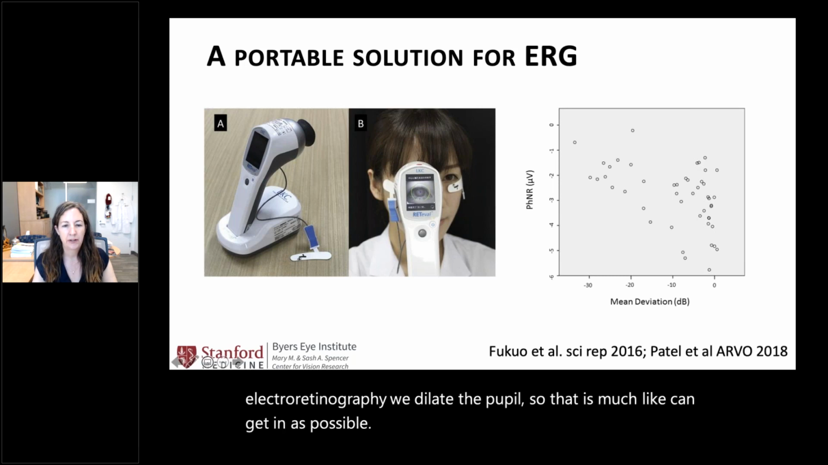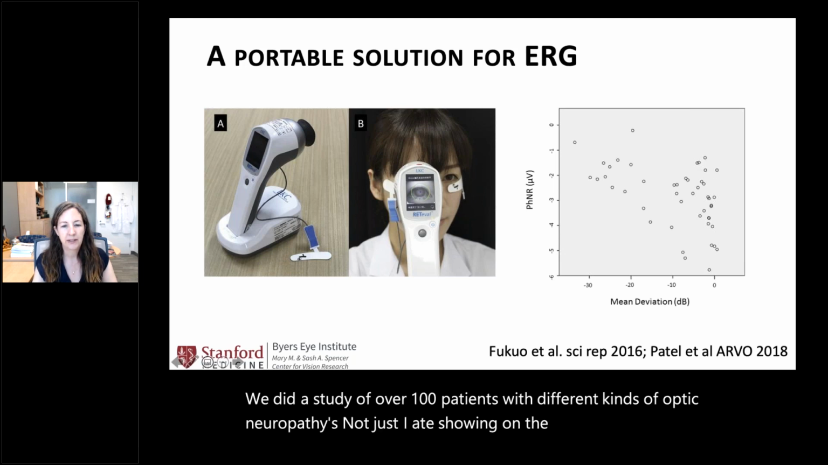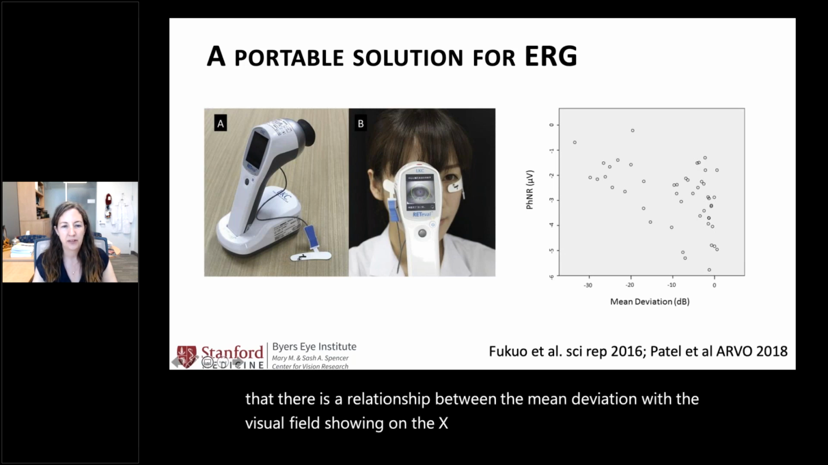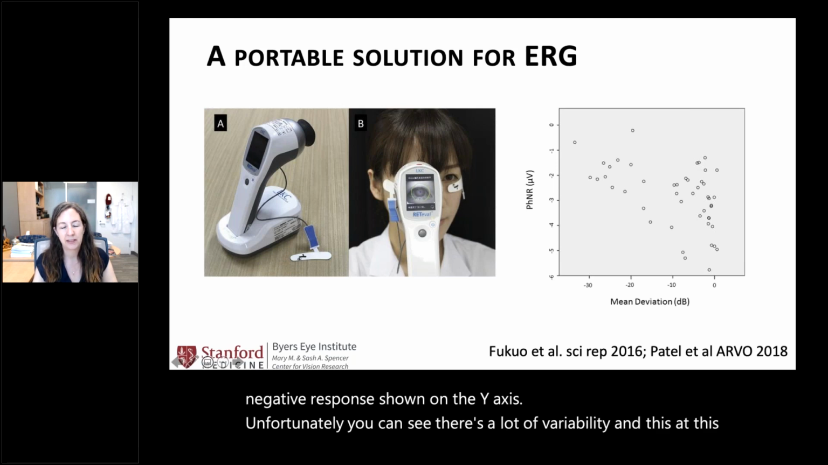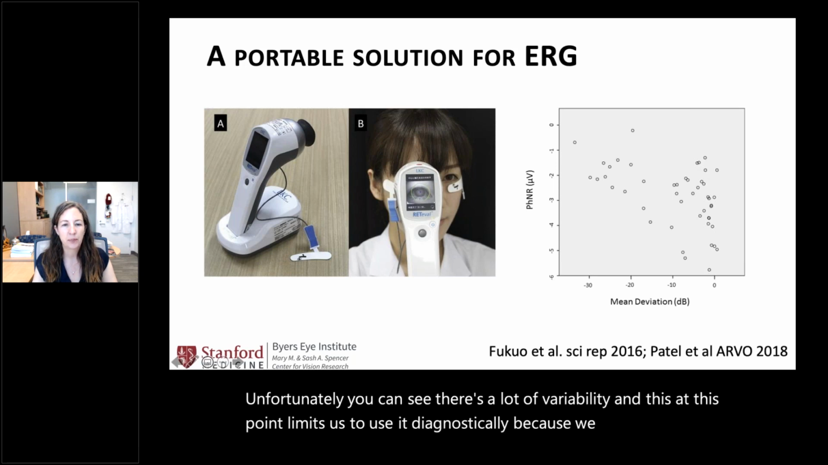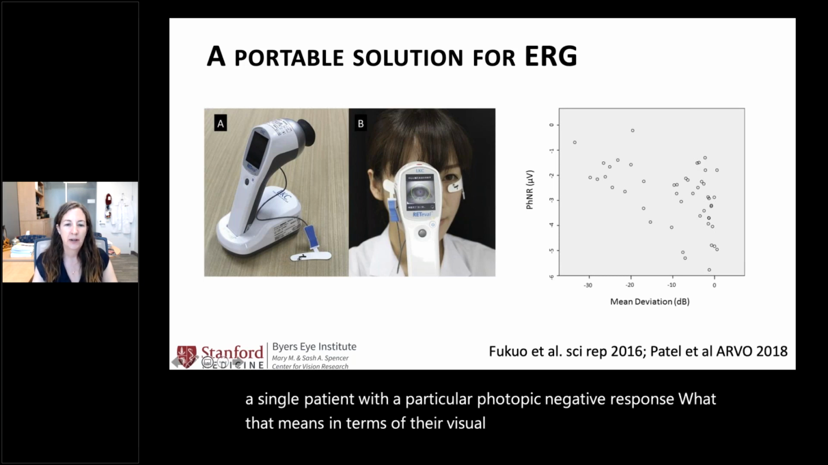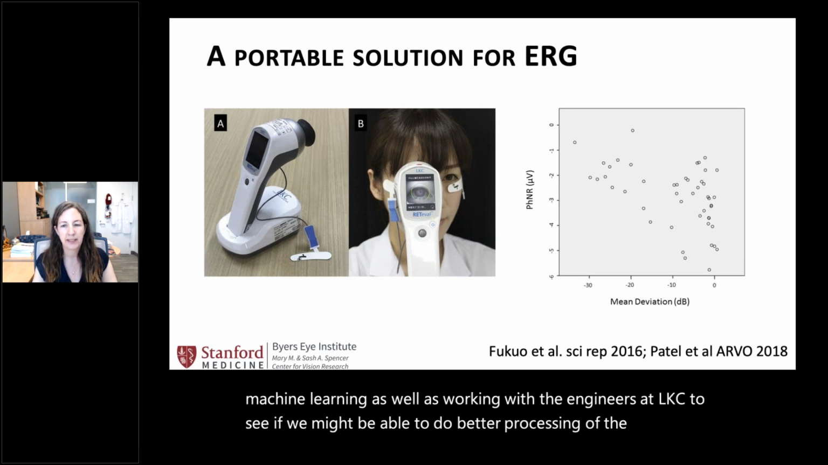We did a study of over 100 patients with different kinds of optic neuropathies, not just IAH shown on the right, and you can see that there is a relationship between the mean deviation of the visual field shown on the x-axis and the amplitude of the photopic negative response shown on the y-axis. Unfortunately, you can see there's a lot of variability, and at this point that limits us from using it diagnostically, because we can't predict for a single patient with a particular photopic negative response what that means in terms of their visual function. And we have some ongoing work collaborating with some experts in time series machine learning, as well as working with the engineers at LKC to see if we might be able to do better processing of the waveforms to get less variability in our numbers.